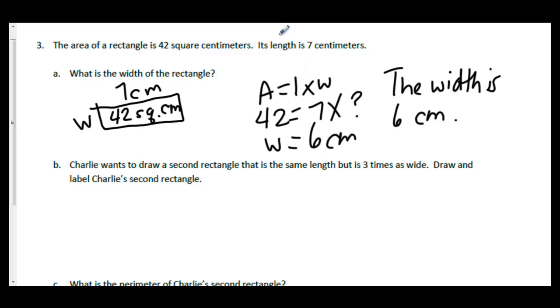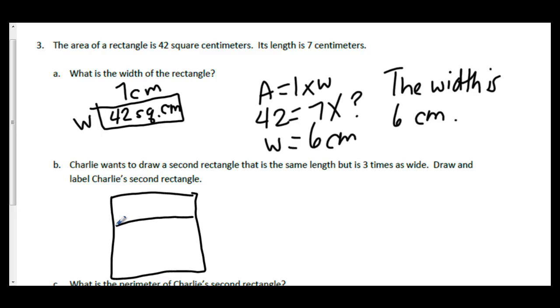Okay, so Charlie wants to draw a second rectangle that is the same length but is 3 times as wide. Draw and label Charlie's second rectangle. So I'm going to assume that when it says 3 times as wide, it means 3 times as wide as the length, not 3 times as wide as his original rectangle. So I'm going to go up here and draw the rectangle 3 times as wide.